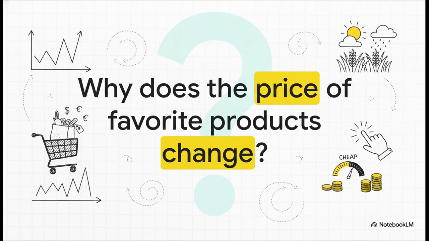So let's kick things off with a pretty simple question. What is actually happening behind the scenes when the cost of your daily essentials fluctuates? Why is a commodity super cheap one week and then suddenly wildly expensive the next? It's not just random chance, I promise you. There is a very distinct, measurable rhythm to all of this.